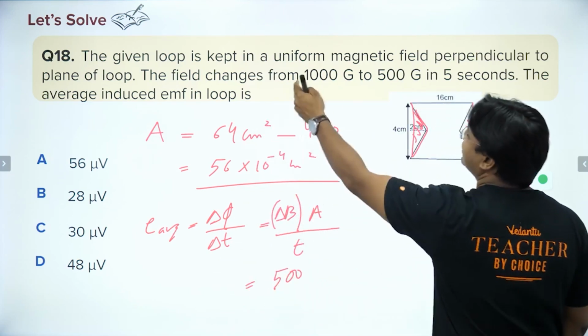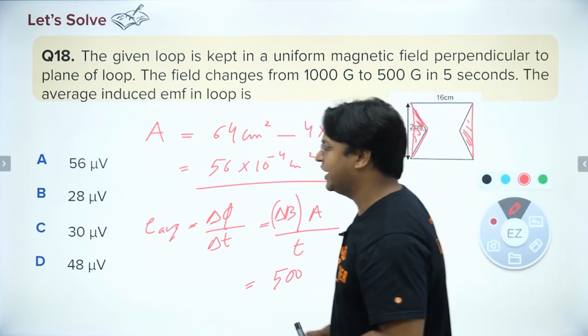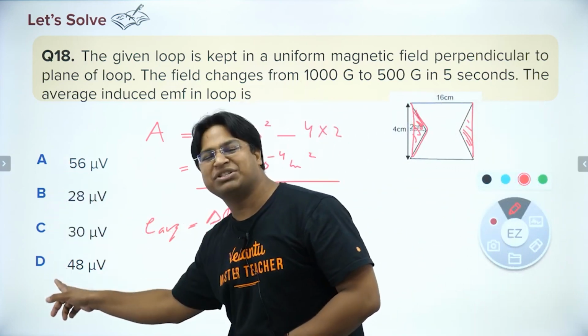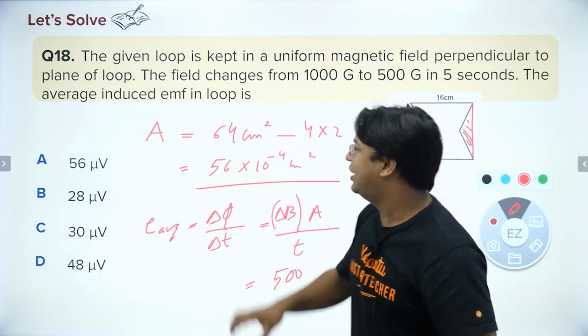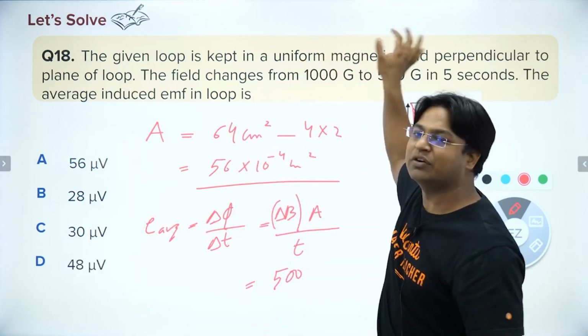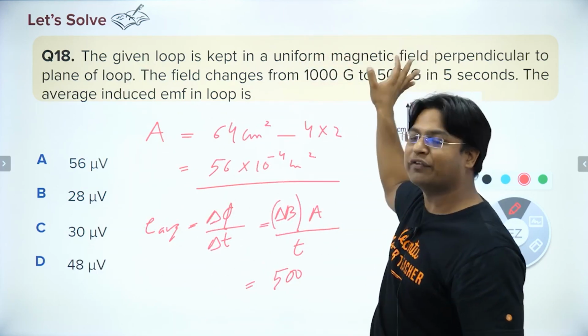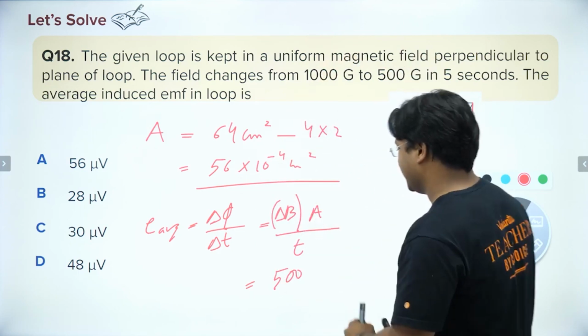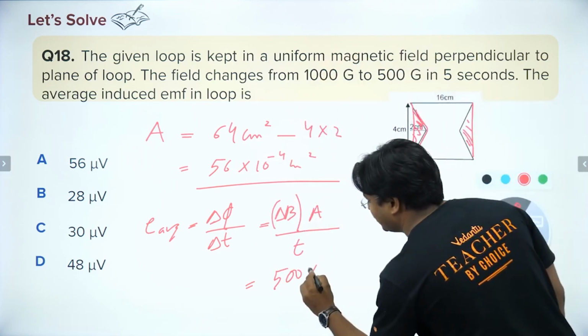So the change is 1000 and 500, the difference of 1000 and 500. Again, there are no plus and minus signs mentioned here, so do not worry about whether to subtract 1000 from 500 or 500 from 1000. Do not worry about that. All right, so the difference is 500.